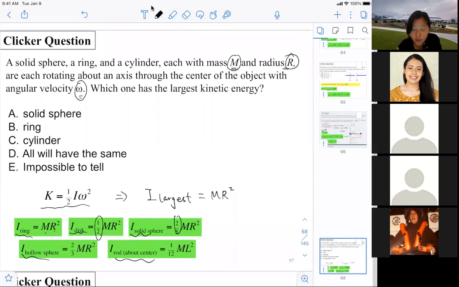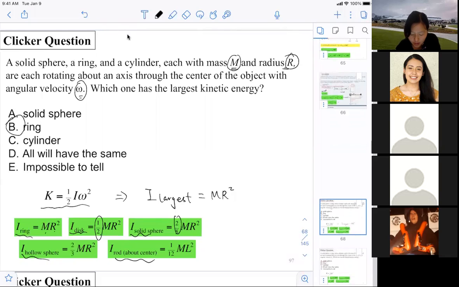So if you want the ring to rotate as fast as the other ones, you have to give the ring more energy, right? It's harder to rotate. So the ring is the largest. Okay, so choice B is correct.